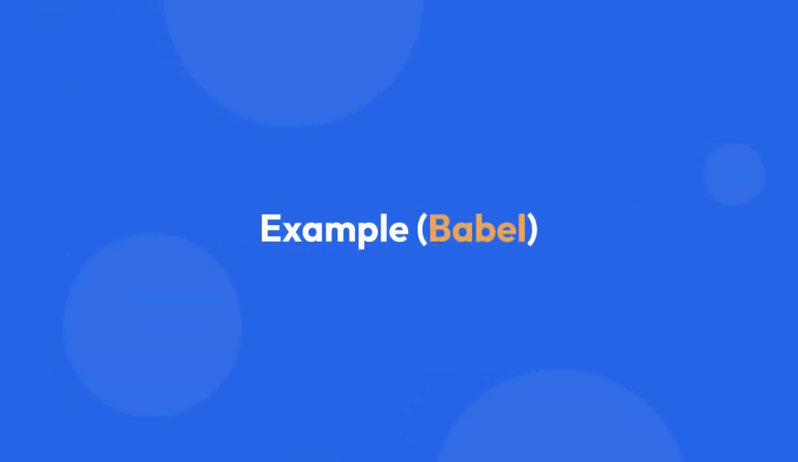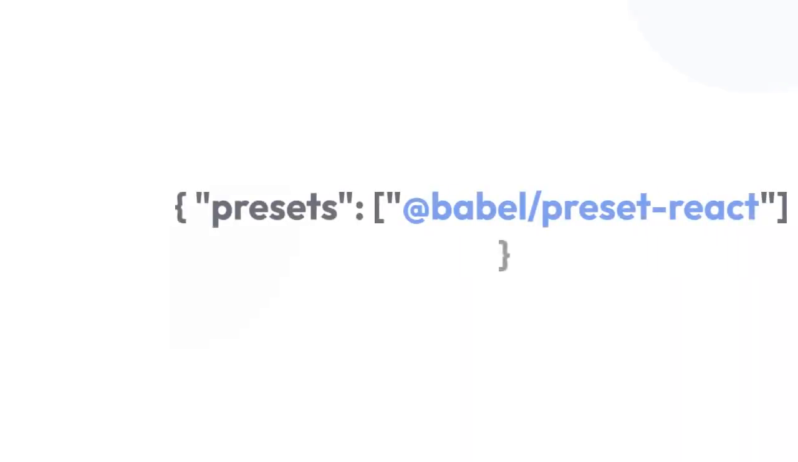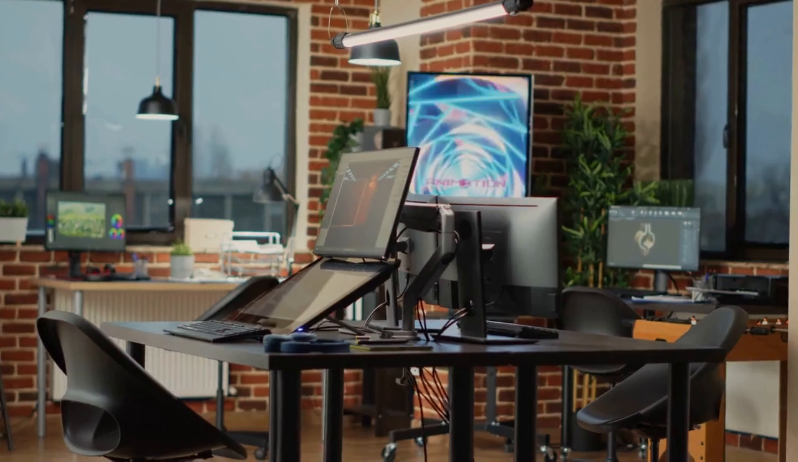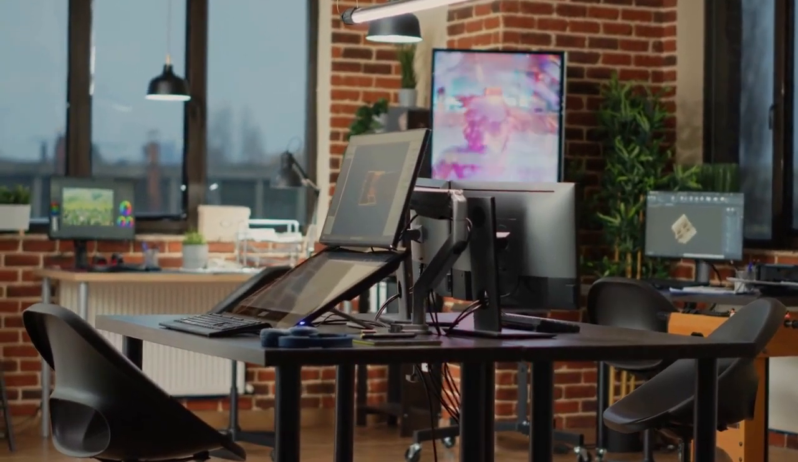4. Example, Babel. In your '.babelrc' file, you'd add something like this. Presets: @babel/preset-react. This tells Babel to include the plugin that handles JSX.